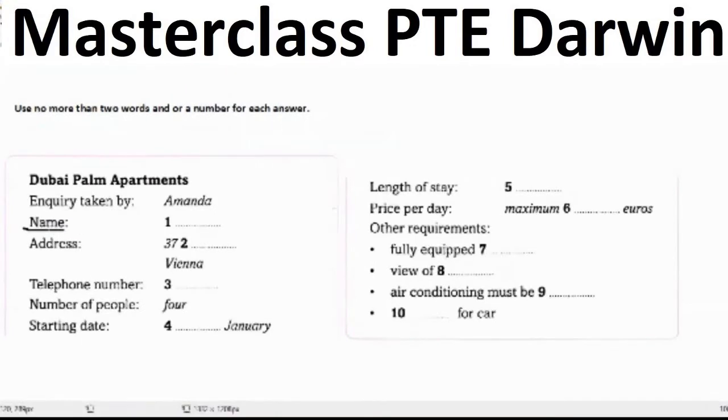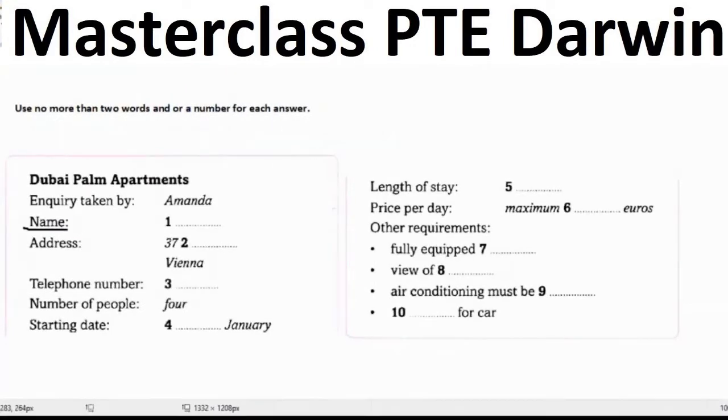So you have to guess his name. There will be maybe an inquiry, and we'll have his name taken by Amanda. So Amanda could be the receptionist. So we need to have this guest name, and then you see the number 2 is written here. It's like a street address. So we have the number, then the street address name is missing. And then we have a telephone number.